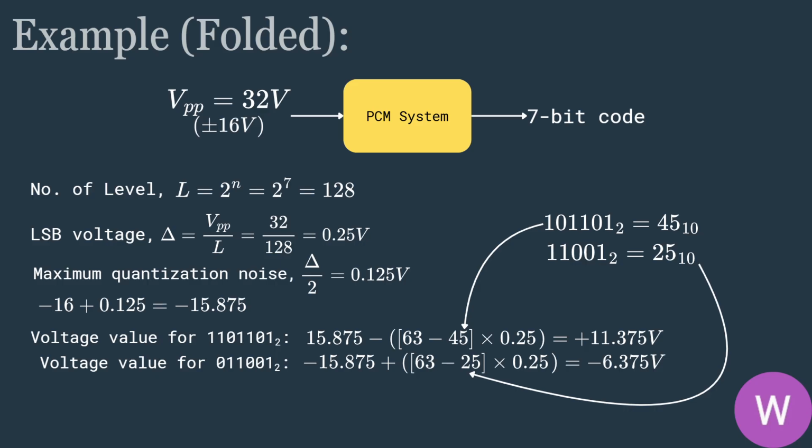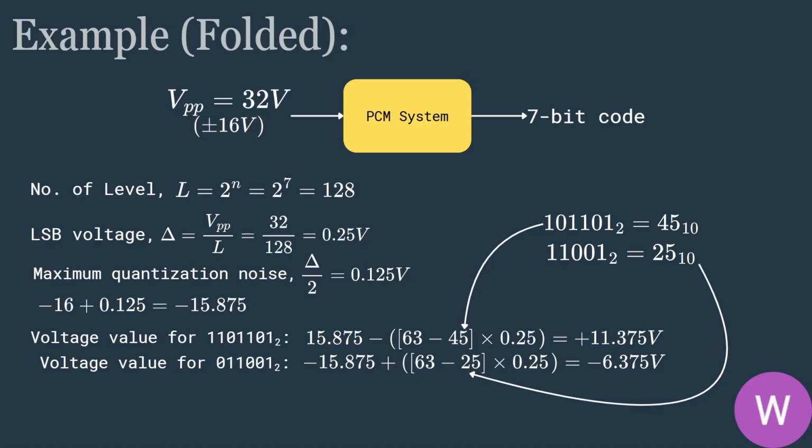So if we now want to calculate the voltage value for another code, let's say this code is 011001, the same as before, because the first significant bit is 0, it means that it is negative, so we need to use the formula VKL plus Z minus Y multiplied by delta. So VKL is equal to negative 15.875 plus Z. Z is the same, 63, and then minus Y.